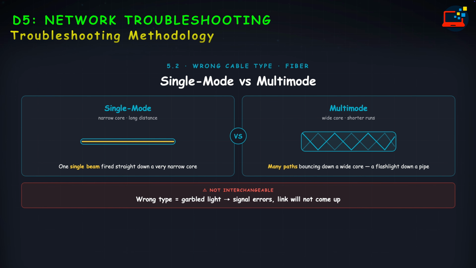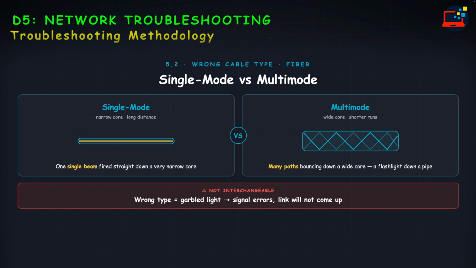With fiber, the 2 types are single mode and multi-mode, and they are not interchangeable. Single mode is a single beam of light fired straight down a very narrow core. Multi-mode is a wider core where the light takes multiple paths, bouncing its way to the other end, like a flashlight down a wide pipe. Plug a single-mode fiber where multi-mode belongs, or the reverse, and the light arrives garbled. You get signal errors and a link that struggles or will not come up.